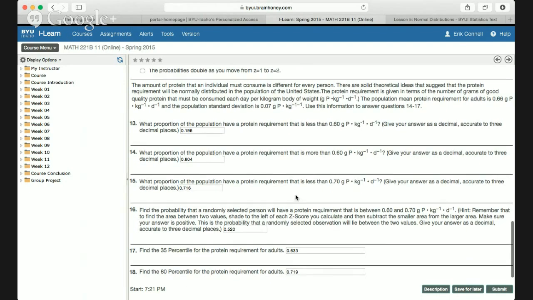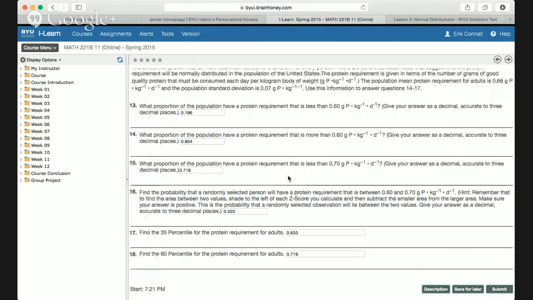What proportion of the population have a protein requirement that is less than 0.7? So same thing, you just have to plug in 0.7. It's the same equation. You just plug in 0.7 and you get z equals 0.571. Plug that into the bell curve and select all the area that's less than 0.7 and it's 0.716. Okay.